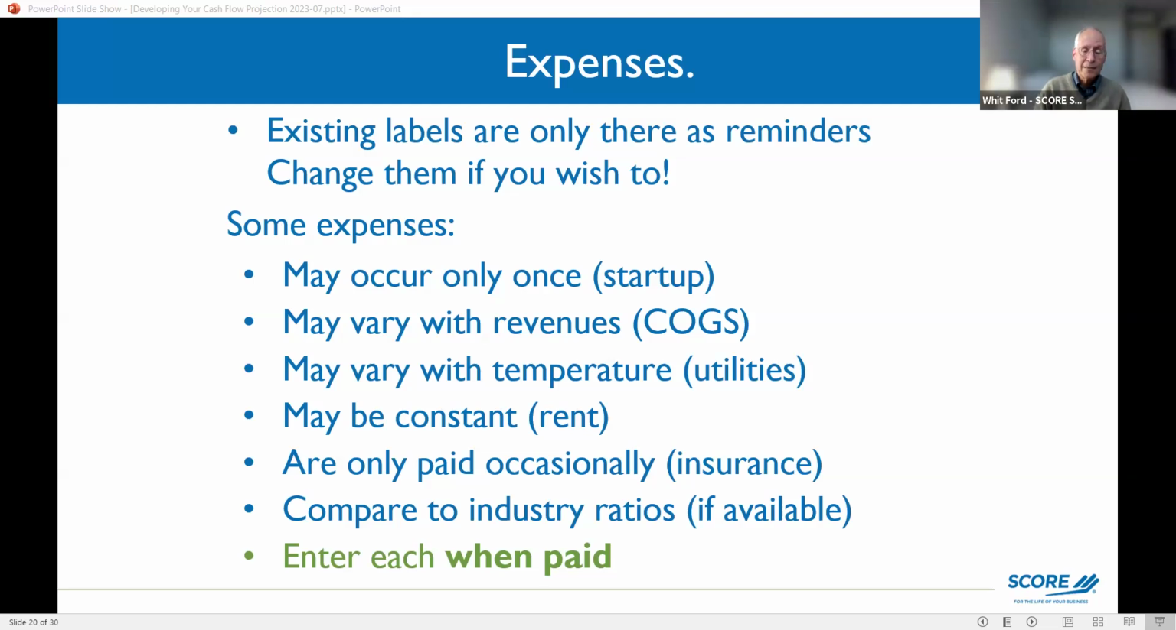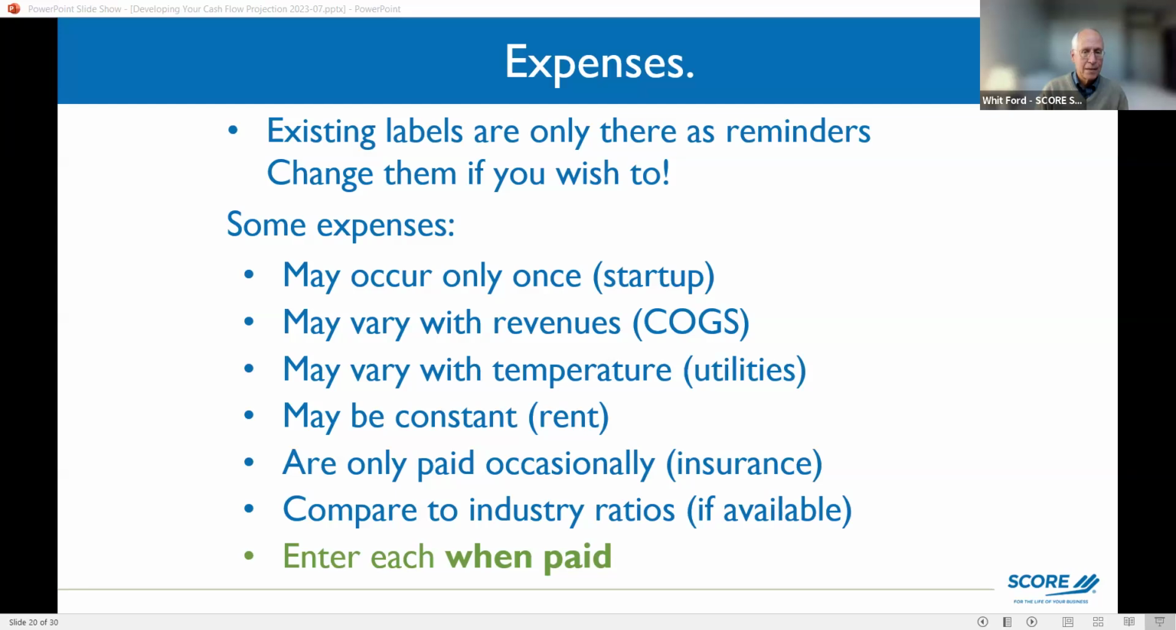And so they're typically things like, well, payroll is 40% of revenues, or in other industries, payroll may be 80% of revenues. So compare your expense levels to your industry ratios to make sure they're not out of line.